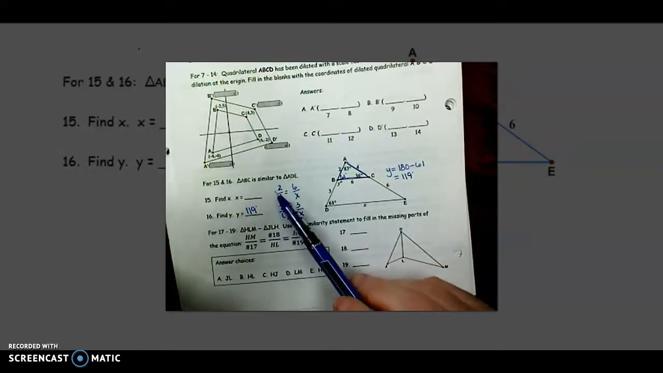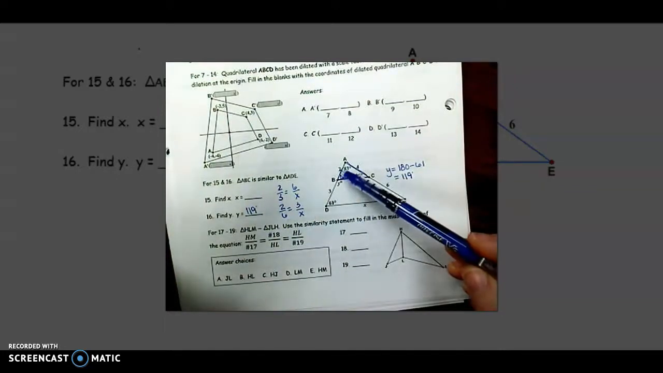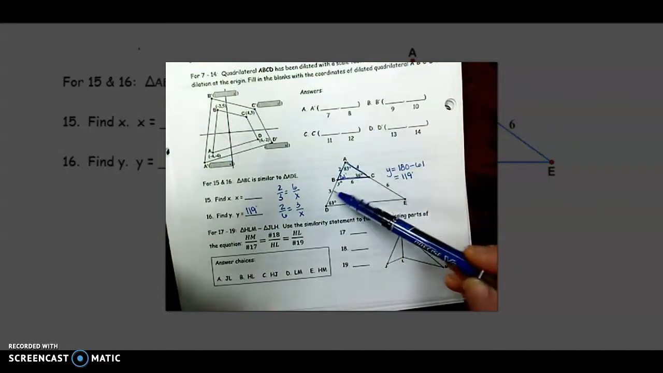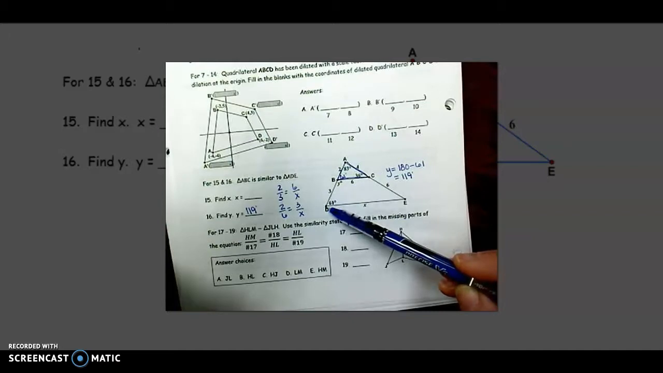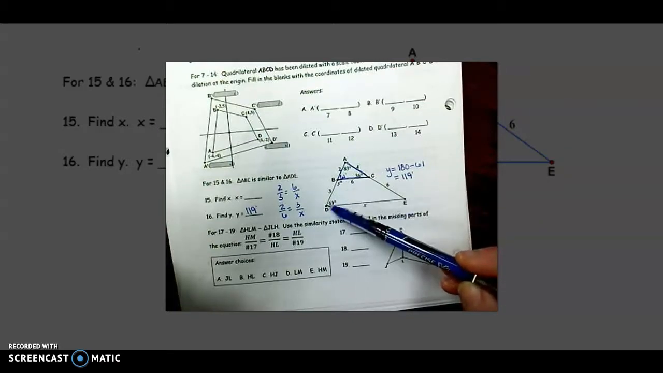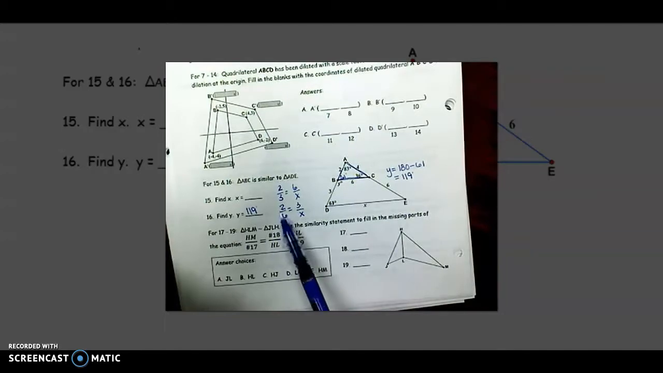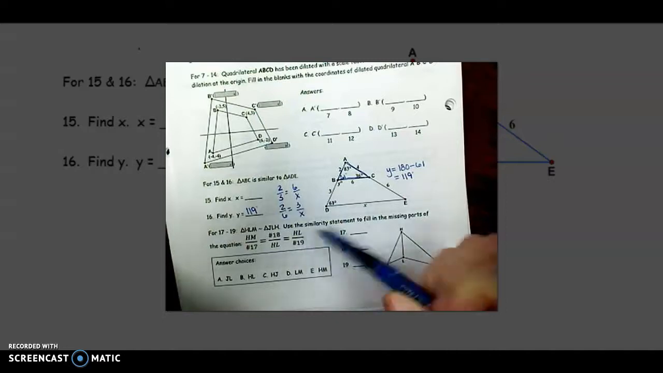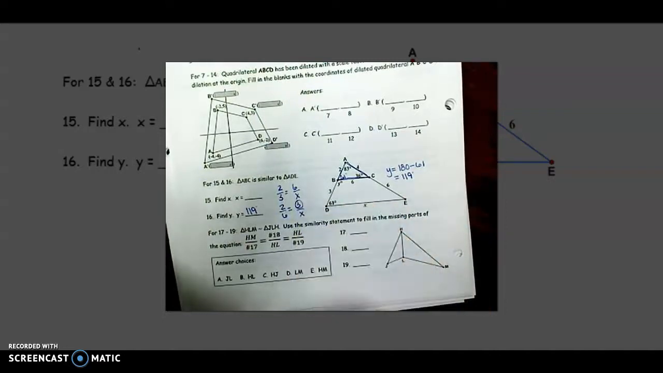When you're setting up the 2 over 3 as your ratio, 2 is a side of the small triangle, but 3 is not a side of the large triangle. It's part of a side, but it's not a side. Same thing here. You're doing two sides of the small triangle, but when you get over here, this is not a side of the large triangle. So the problem in both of those proportions is using the 3 when you should not be.